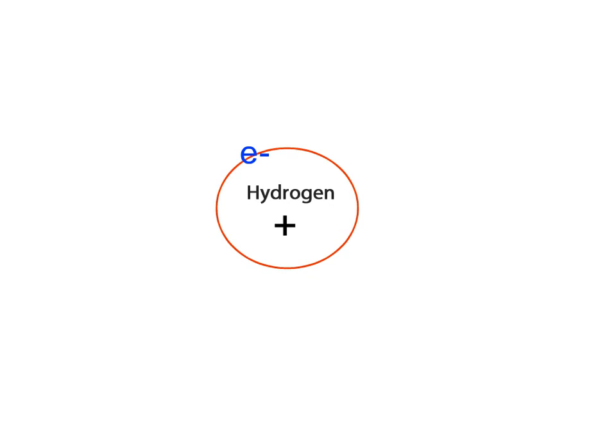Because there is only one electron, it will go into the first electron shell. Recall from the previous video how many electrons are needed to fill the first electron shell. You are correct if you said 2. Based on what you now know about electron distribution, is the hydrogen atom stable or unstable?